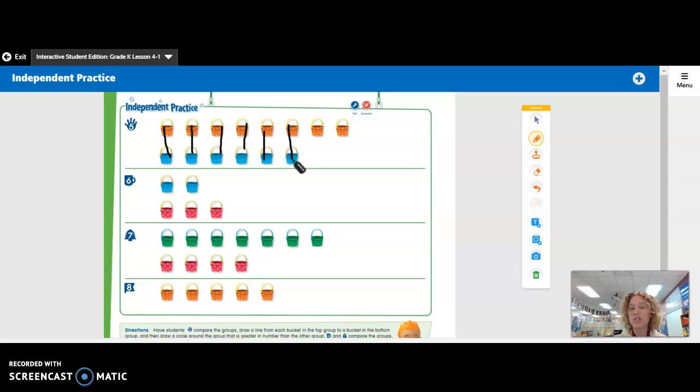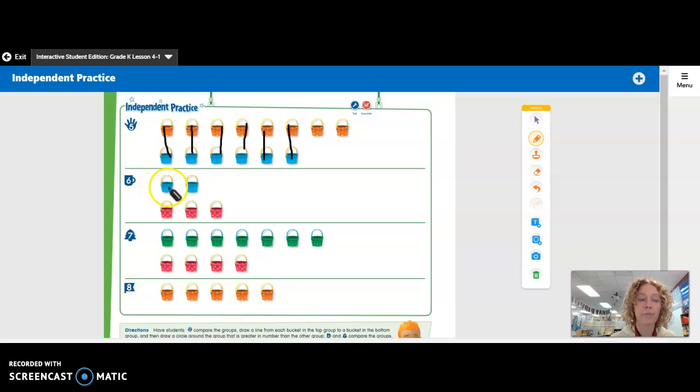All right, which group is greater? Which group is a greater amount? Which one has leftovers? Circle the one that has leftovers. That has the greater amount, okay? And then number 6, okay? We're going to circle the one that has fewer, a lesser amount. I know they're kind of tricking you, so make sure you're listening.